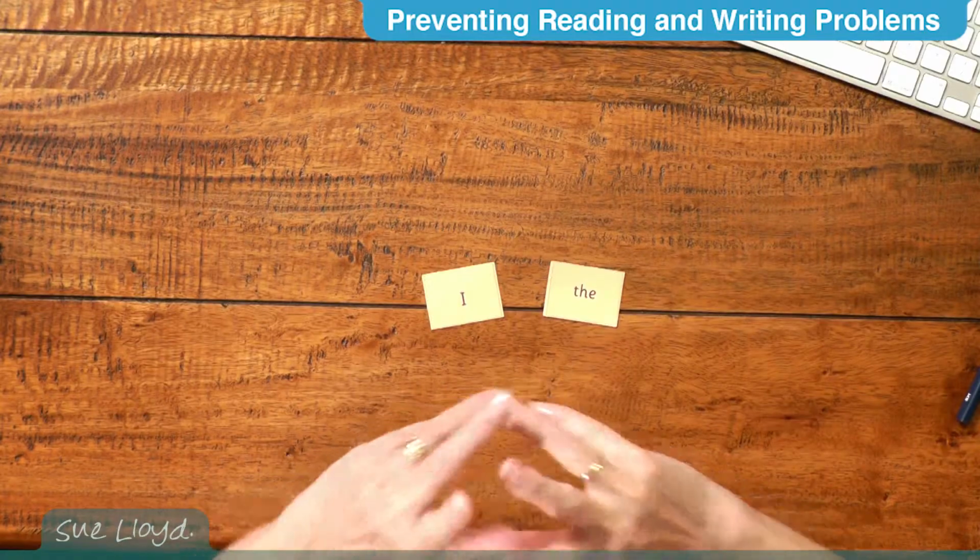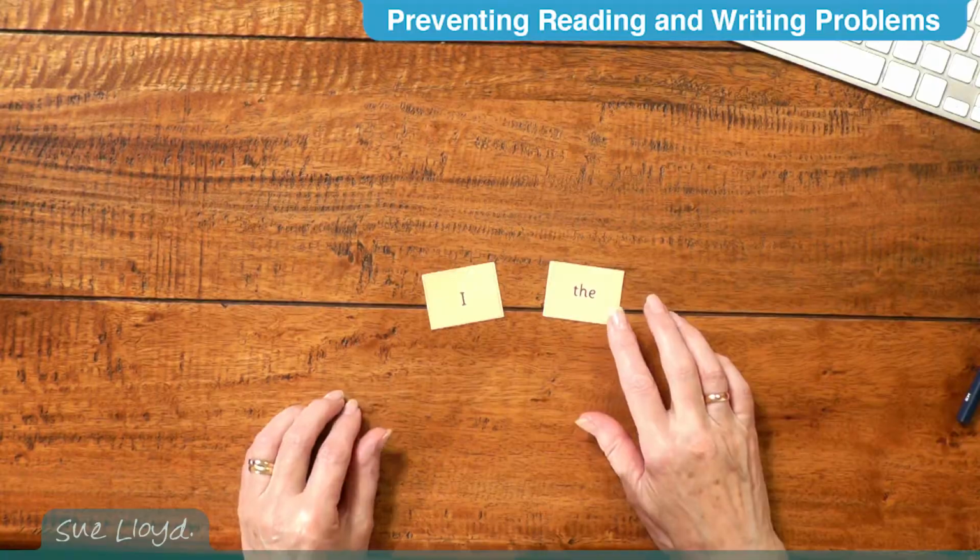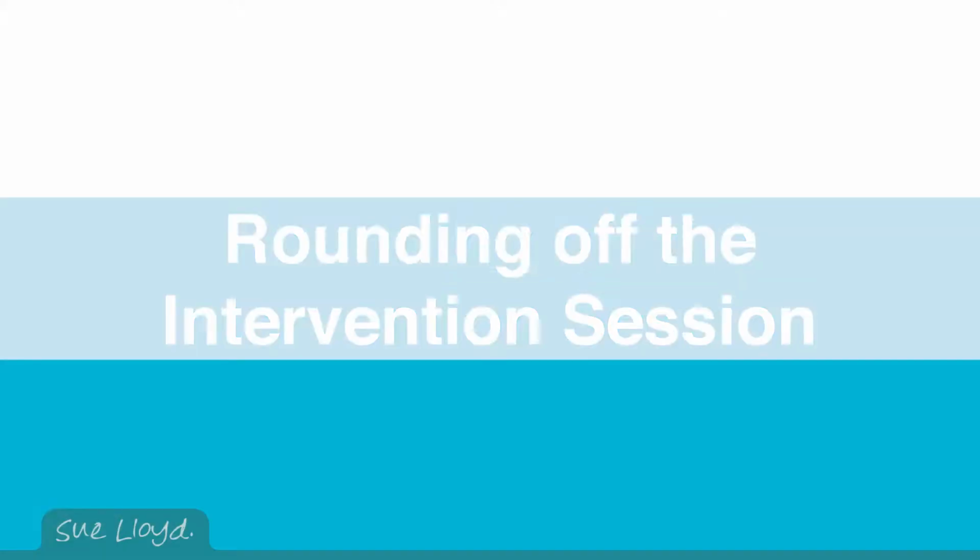If the whole class have been learning the tricky words, then start with the first two, I and the. Teach the same way as in steps 3 to 5, with flashcards and dictation. Also try and find ways to help the children memorize the spellings.